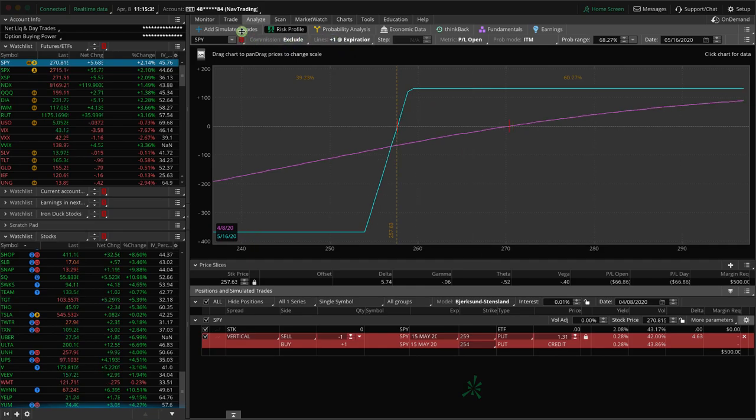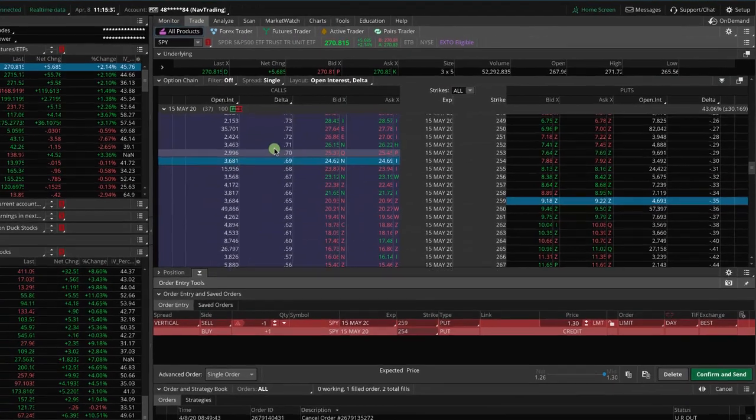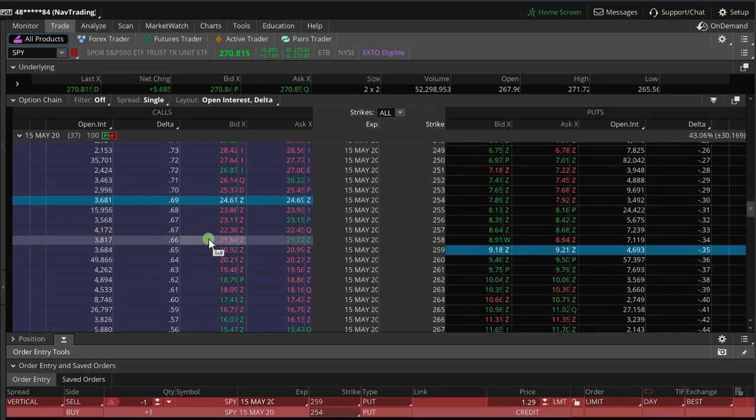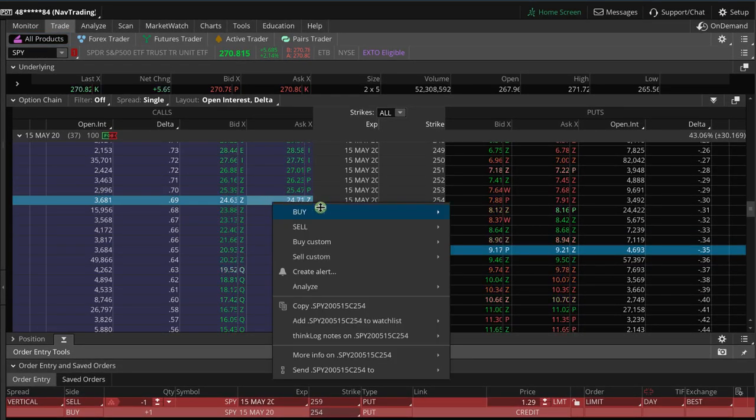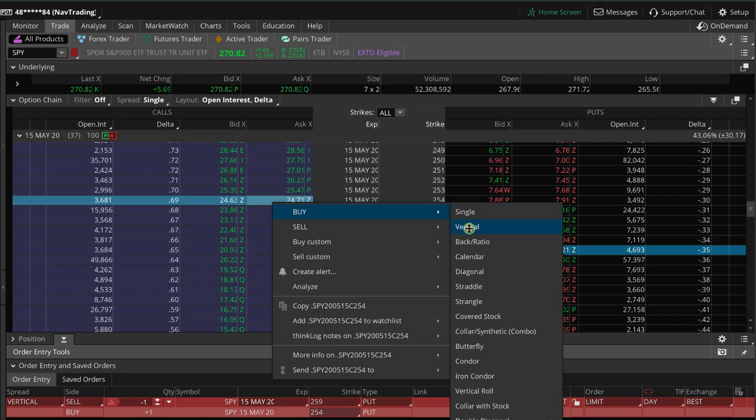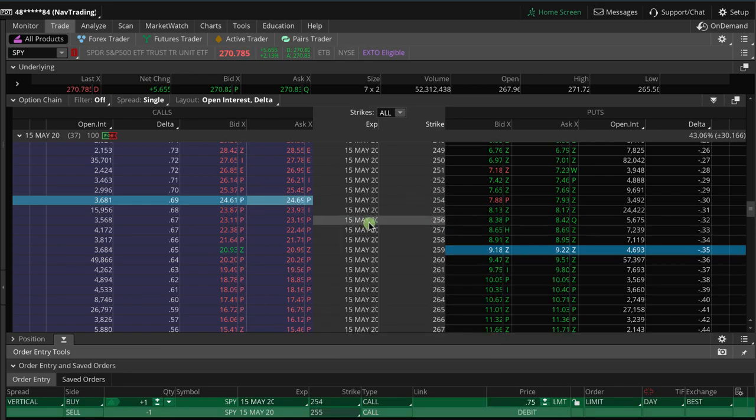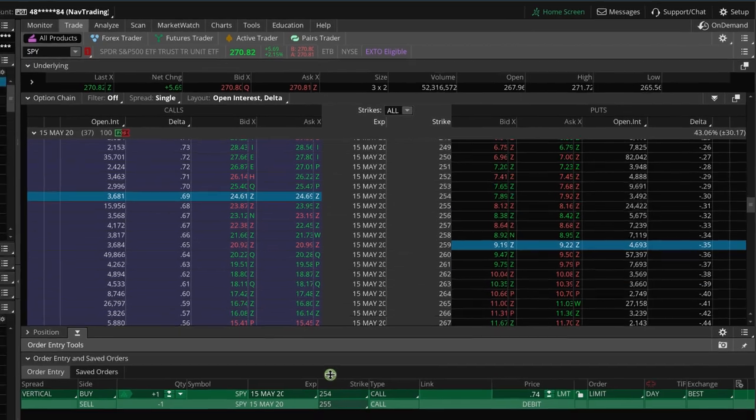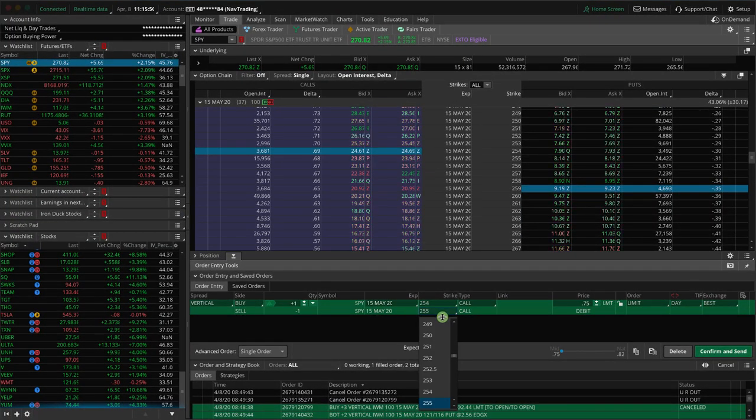Now let's go back to the option chain over to the call side, and we're going to look at the same strikes. So we're going to do the 254, so we're going to buy a vertical on the call side. And we want that 5 points wide as well, so the 259 is the one that we'll sell.